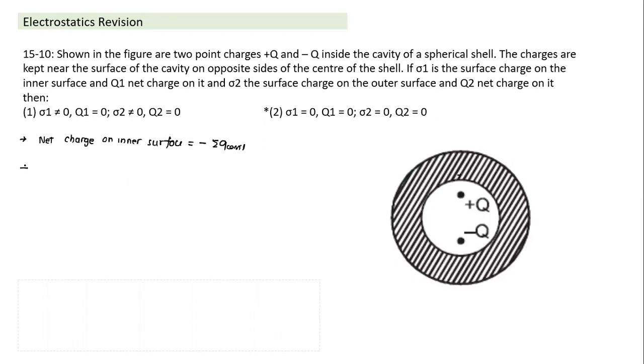Second point, how is the induced charge on the inner surface? The induced charge on the inner surface is such that it makes the field outside the cavity surface, field due to the induced charge on the inner surface plus field due to the charge in the cavity, both put together, outside the cavity area become 0.